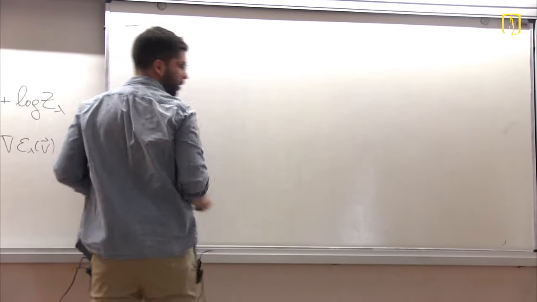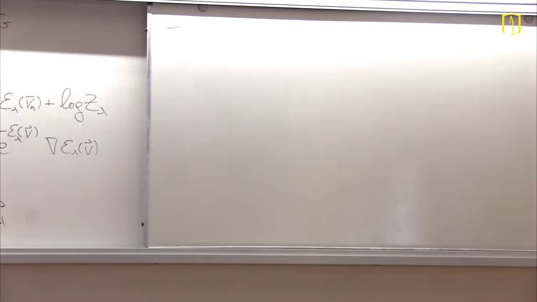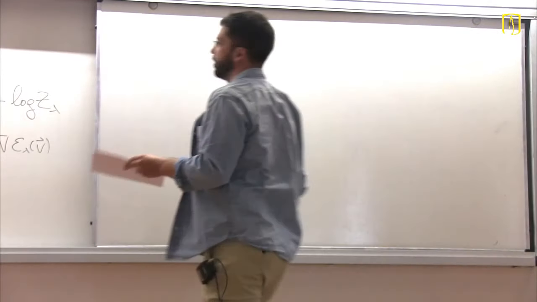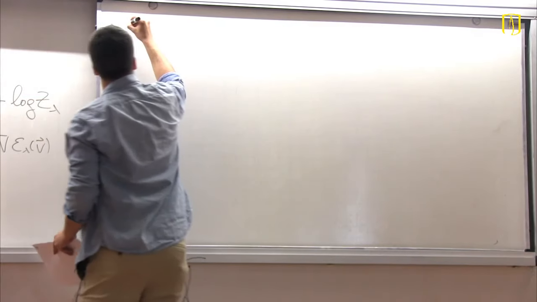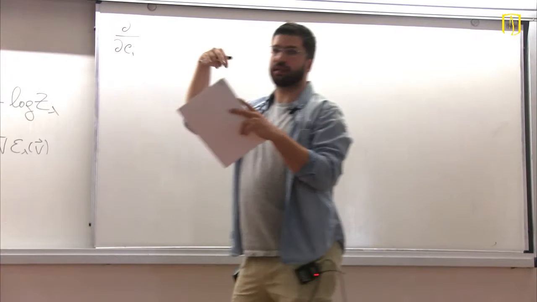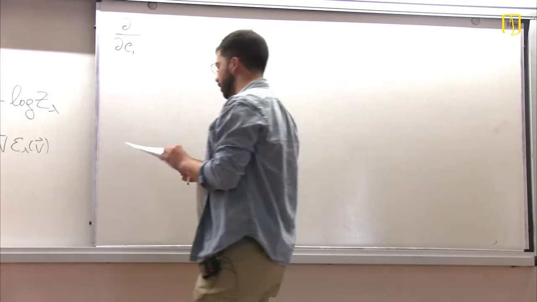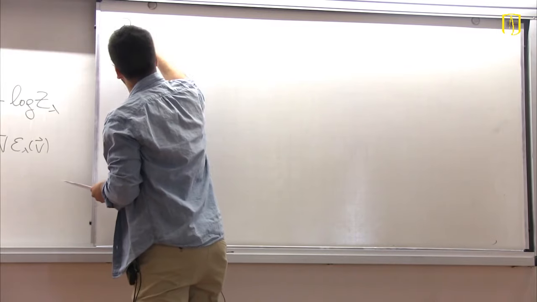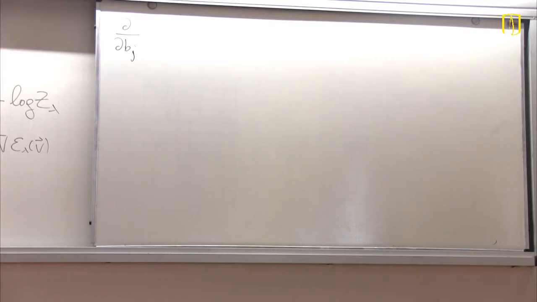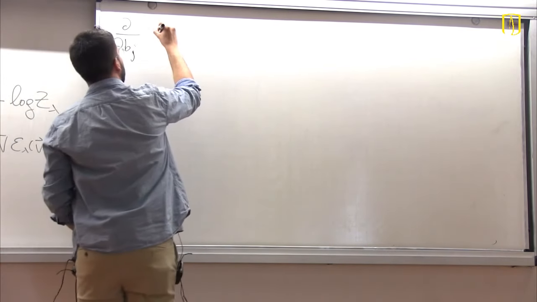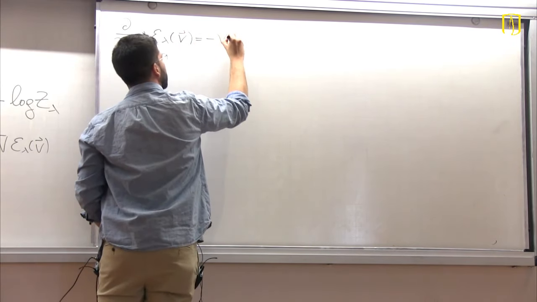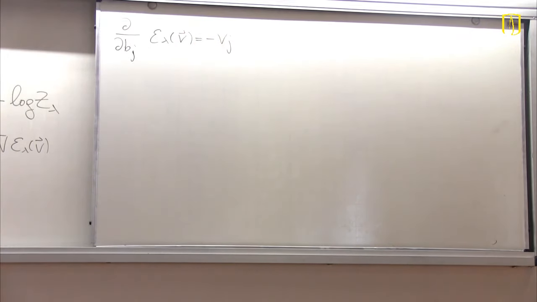So we have three types of parameter. We have two biases and the weights. So we can say the gradient with respect to the visible bias, let's do the visible first, the bias connected to the visible. Okay, we have to take the gradient of this with respect to b, but this is just v. So it is minus vj, right? Just this term here.